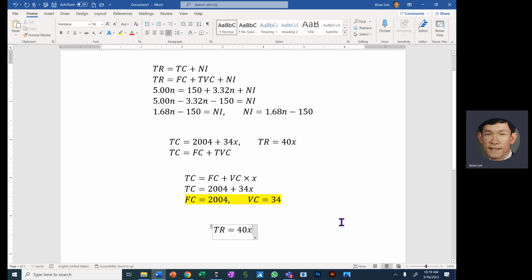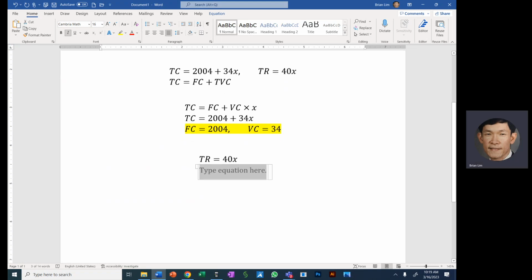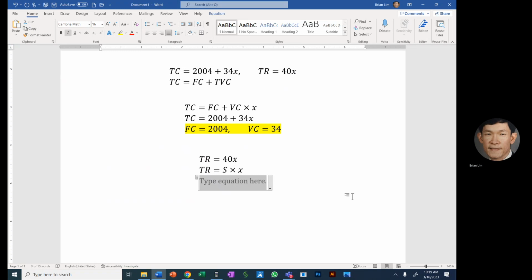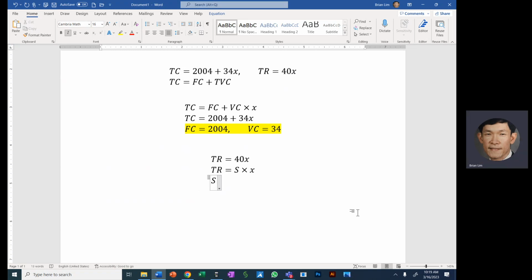Now we know that the total revenue function is what? Well, total revenue is equal to S, that's the selling price, times X. So it would seem as though, just from looking at the two equations, that S is equal to 40. So that is the selling price, correct? That is correct. That is what we have here. So we have the bits of information that we need: the fixed cost, the variable cost, and the selling price.